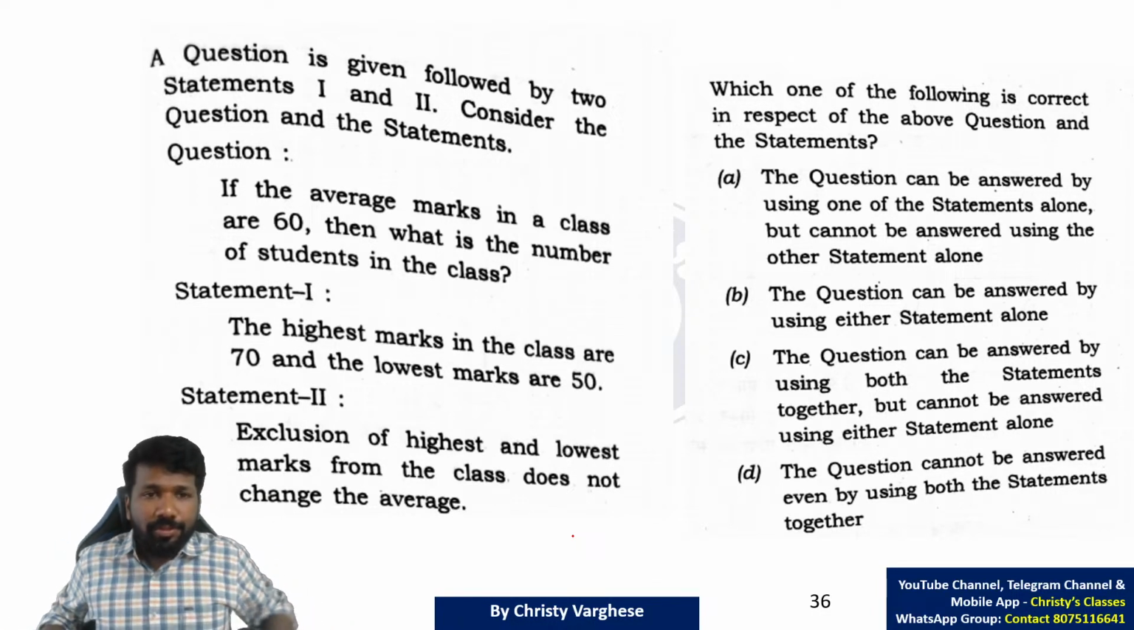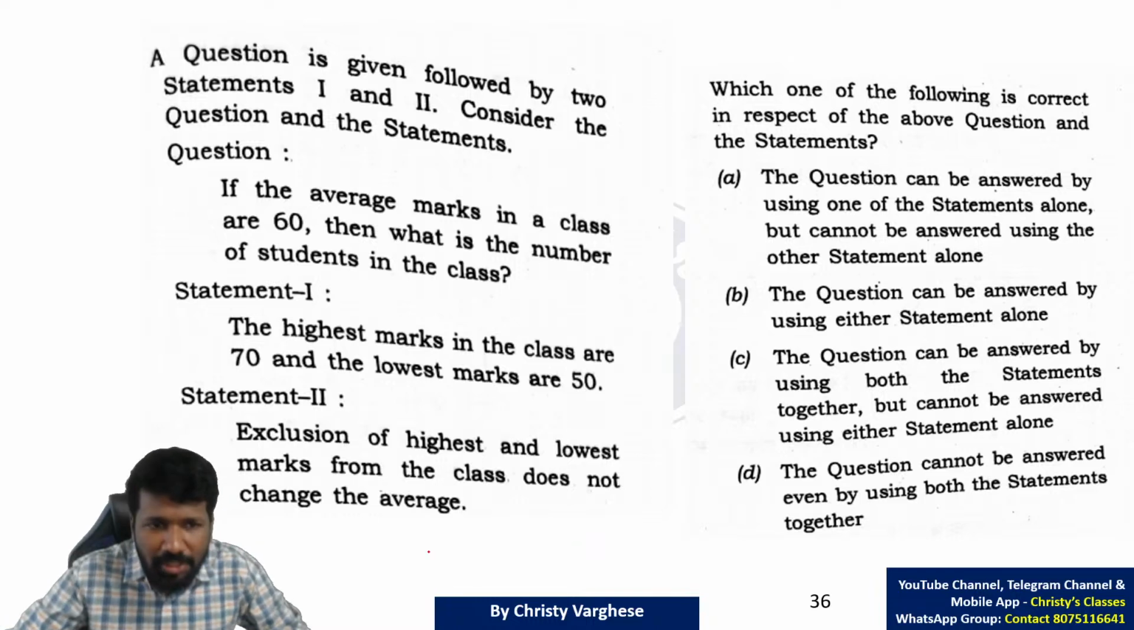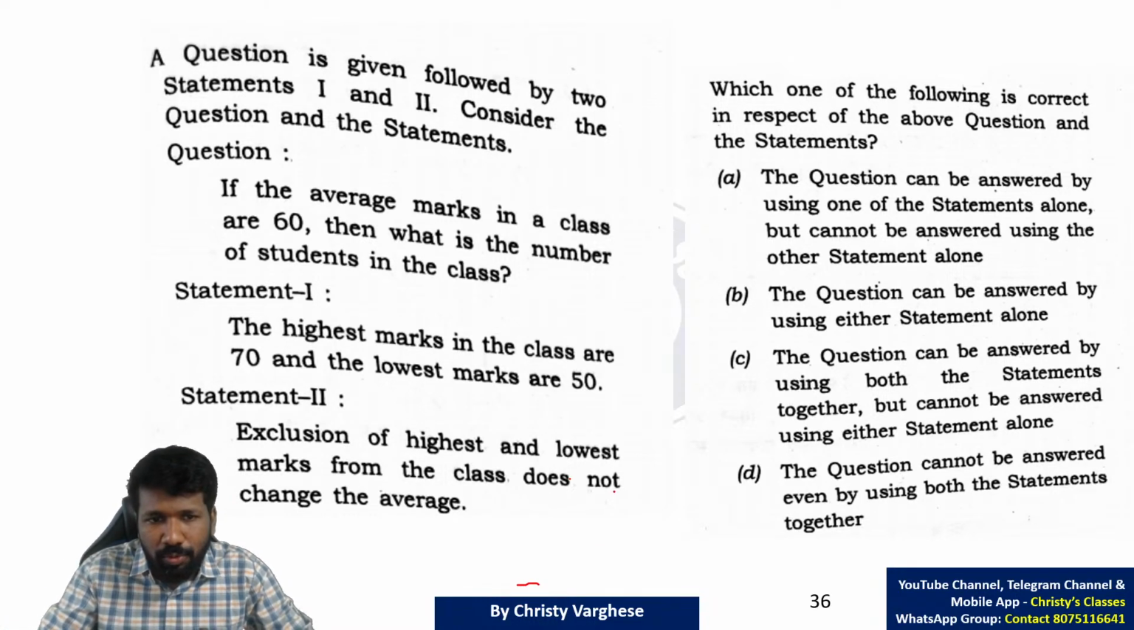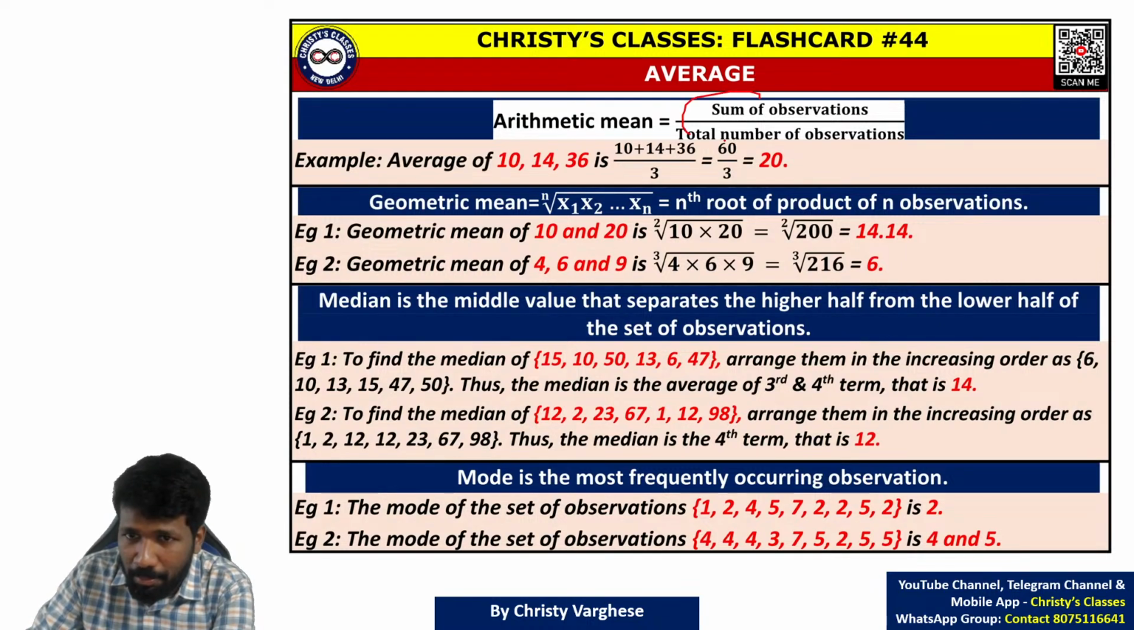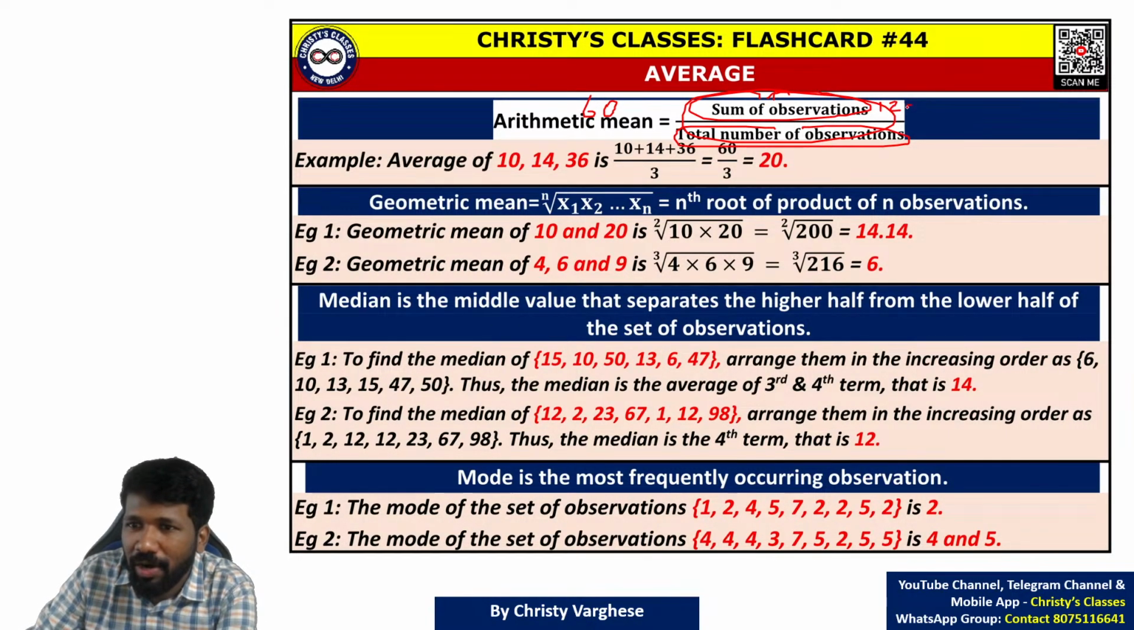Let's continue then. So, the question is, if the average marks in a class is 60, what is the number of students? Yes, average means arithmetic mean. Arithmetic mean is sum of observations divided by number of observations. From 60, we cannot find the number of observations without knowing the sum of observations. If the sum of observations is 120, 2 people are there. If it is 180, 3 people are there. If it is 240, 4 people are there.